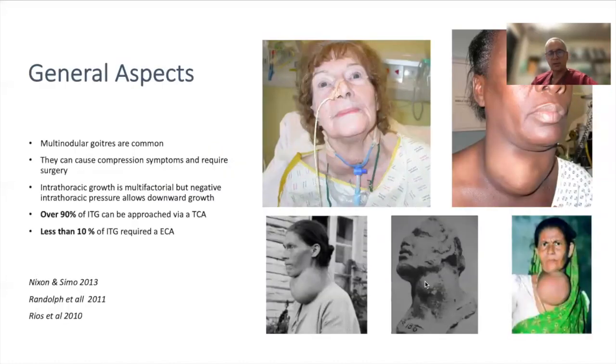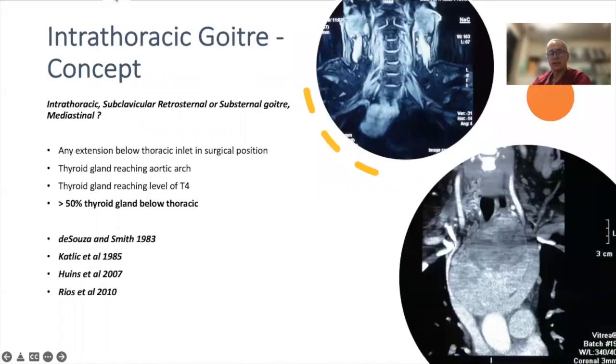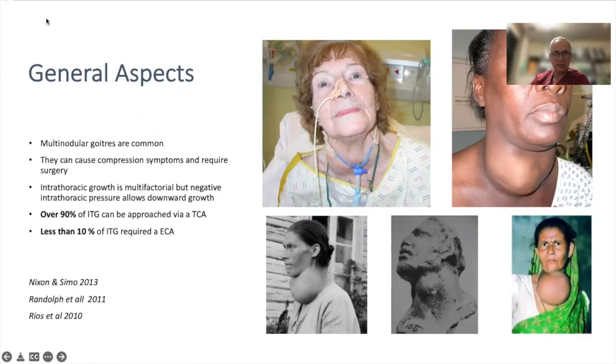So, just as a general aspect, multinodular goiters are very common. They can cause compression symptoms, and quite a lot of them do require surgery. The intrathoracic growth is actually multifactorial, but we think that the negative pressure of the chest basically allows the downward growth.